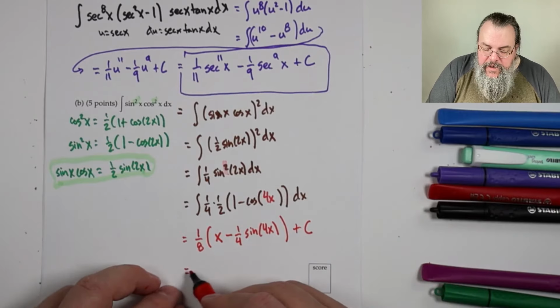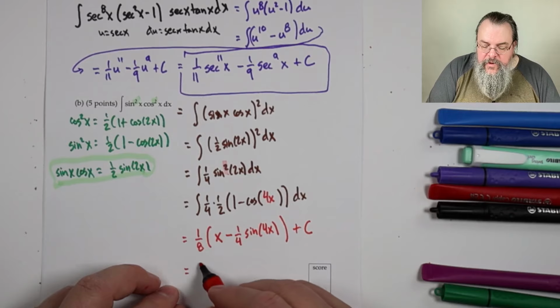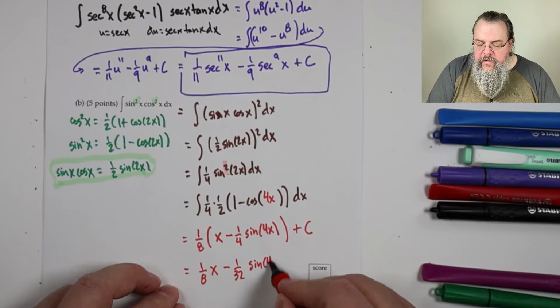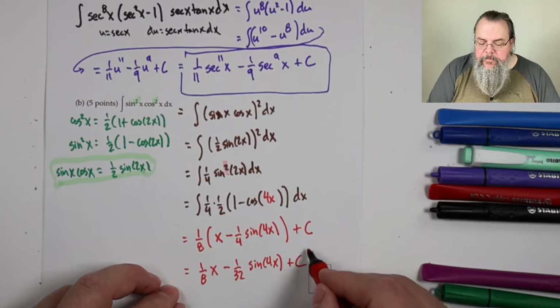That's a great answer, but I'm going to go ahead and distribute the 1/8 through. So 1/8 x minus 1/32 sine of 4x plus c.